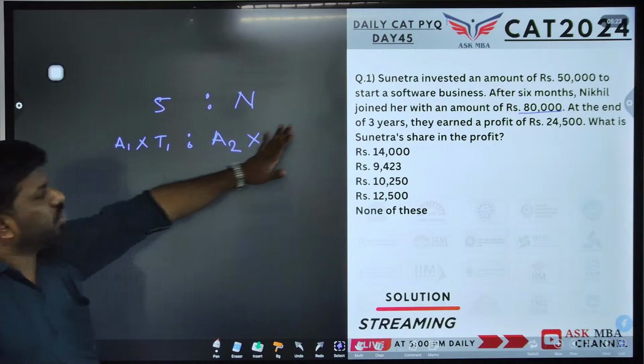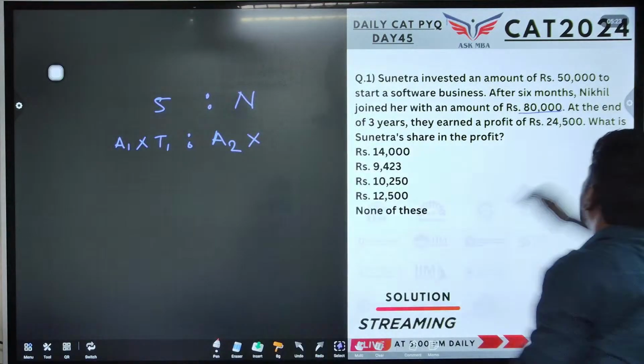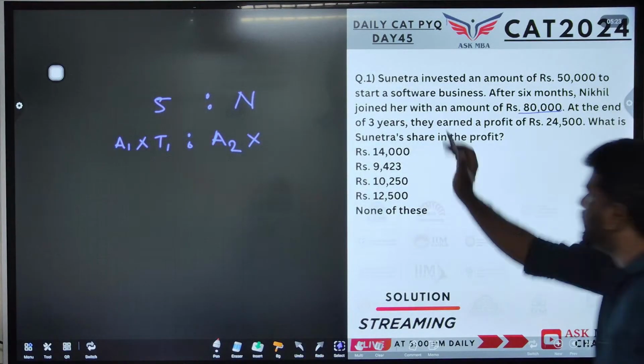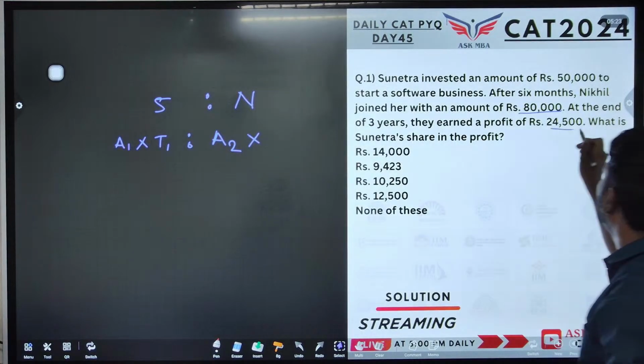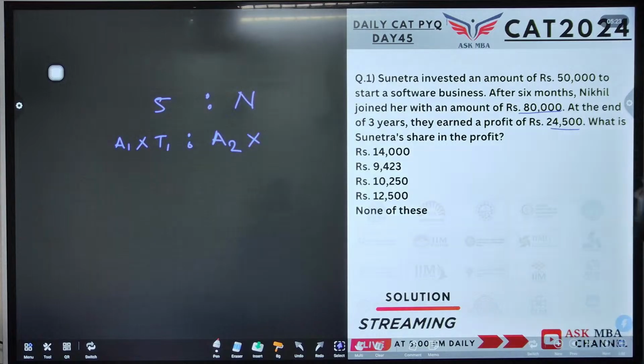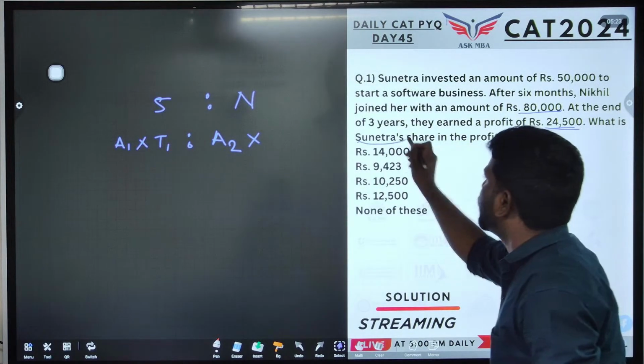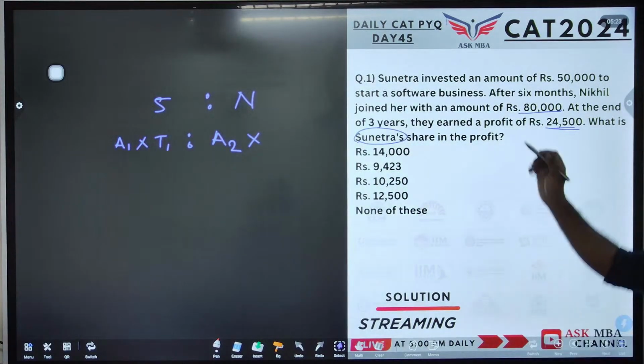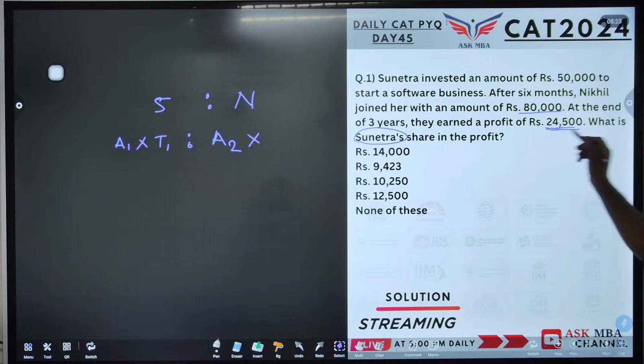Now let's first finish the reading. At the end of 3 years, they earn a profit of 24,500. What is Sunitra's share in the profit? So out of this 24,500 rupees, what we need to calculate is the cut, or share, of Sunitra out of 24,500.